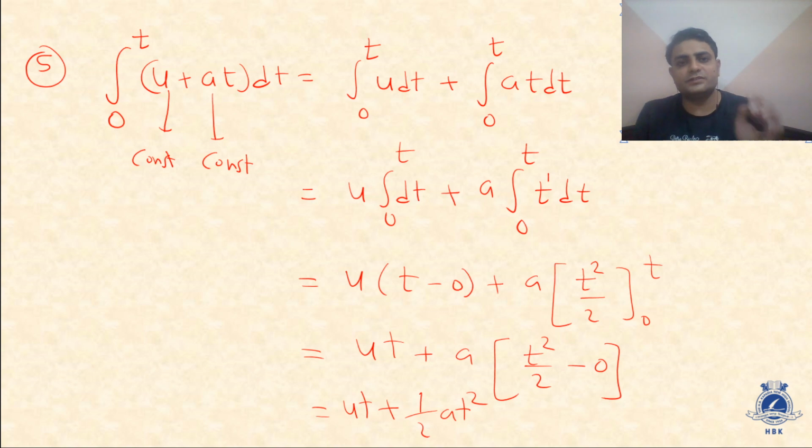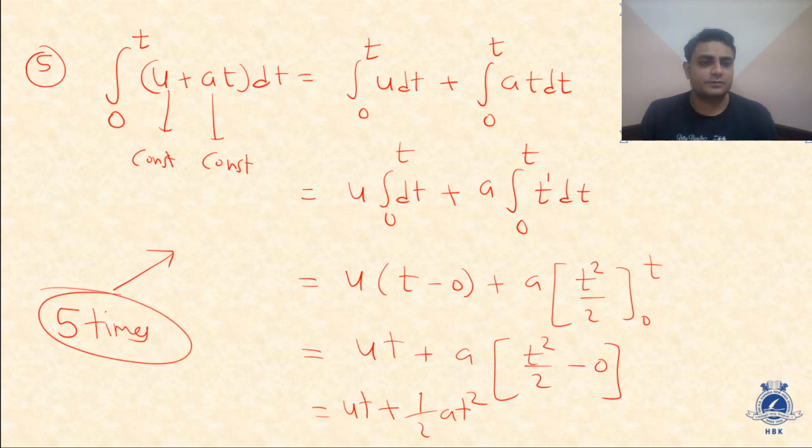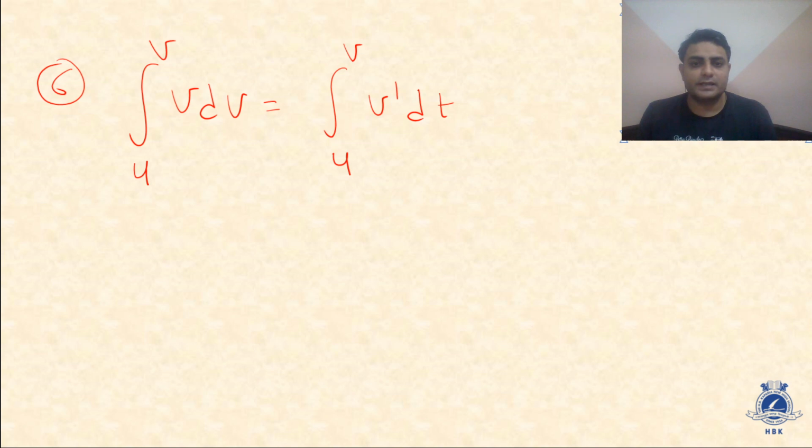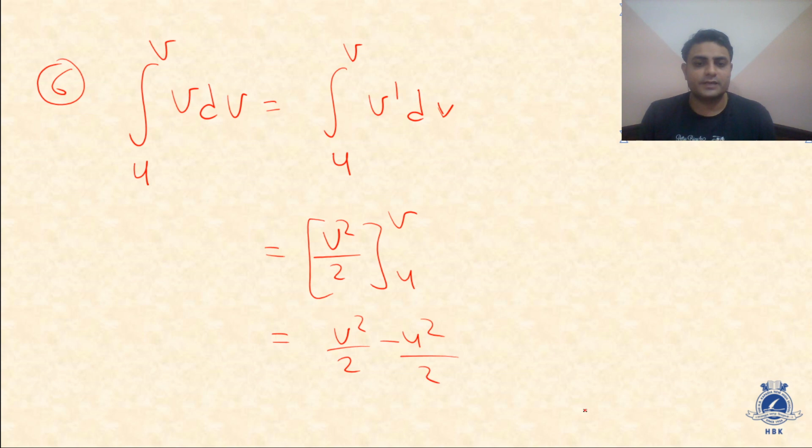You have to write all these things. Don't become lazy. You have to write this whole thing 5 times. The list is not yet over, please wait. Here comes the last formula. Number 6, if you are getting an integral like this, u to v of v dv, that will give integration u to v of v raised to 1 dv, or we can write it as v square by 2 from u to v, that will give v square by 2 minus u square by 2.